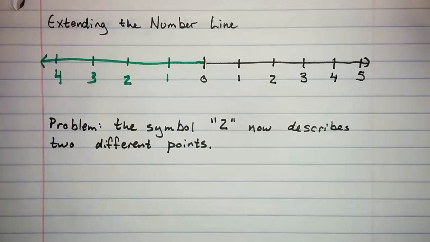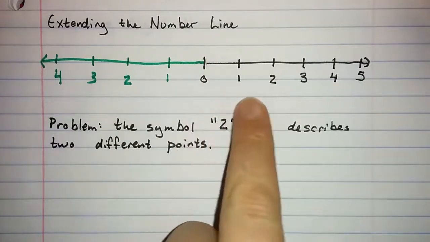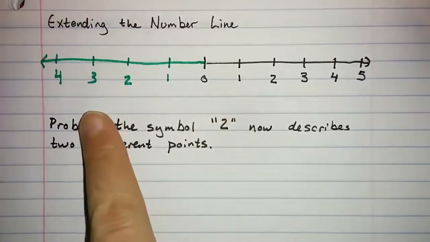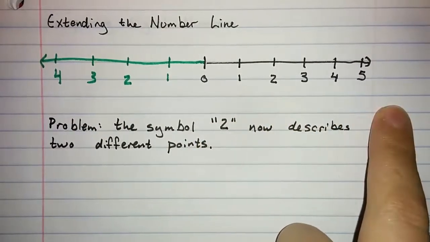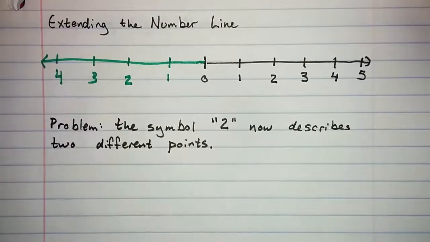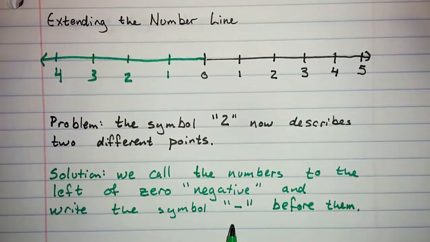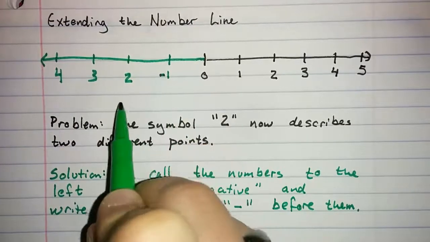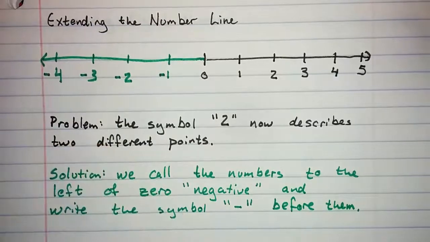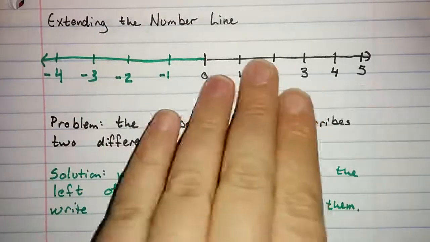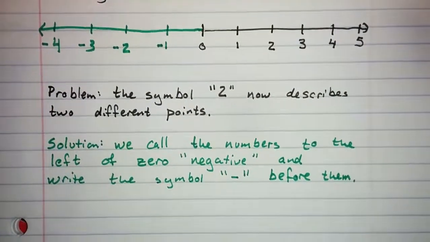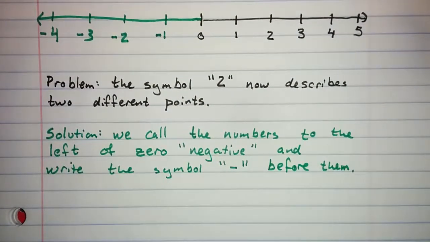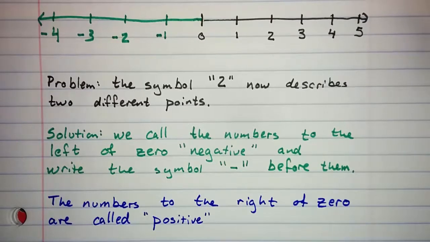And that's no good, right? When I say 2, you have to know what I mean. So to distinguish between the 1 off to the right and the 1 off to the left, the 2 off to the right and the 2 off to the left, how do we solve the problem? We call these numbers over here the negative numbers, and we write this symbol before them. Now that we have these negative numbers, we need a name for the old numbers, and so we say that the numbers to the right of 0 are the positive numbers.